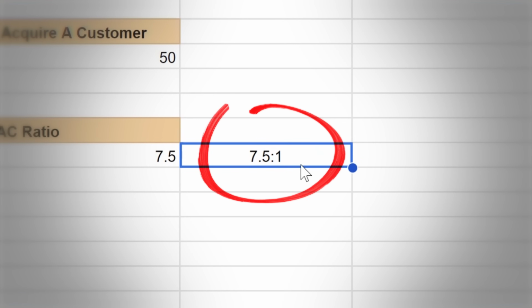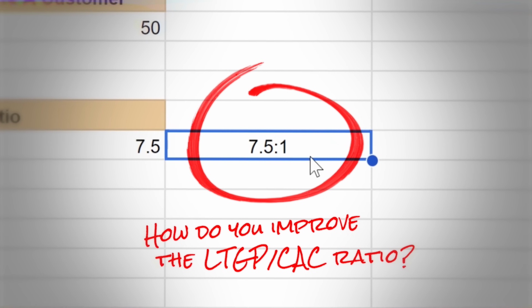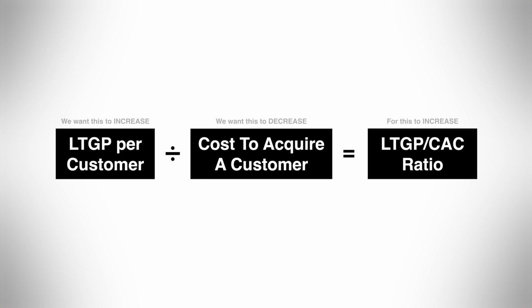Okay, so with that said, how do you actually improve your LTGP to CAC ratio? Now, obviously better ad campaigns and better ads will help because that will reduce your CAC, your cost to acquire a customer. If you can get that $50 cost per purchase down to $40, down to $30, great, that's going to help improve that ratio. That's going to make your business more profitable, more scalable, more viable. Your ad campaigns will return a better amount.